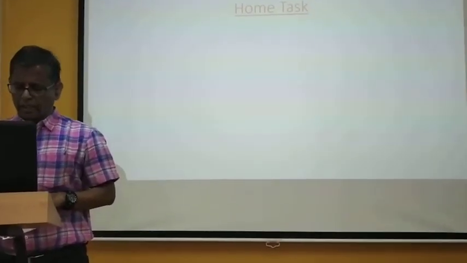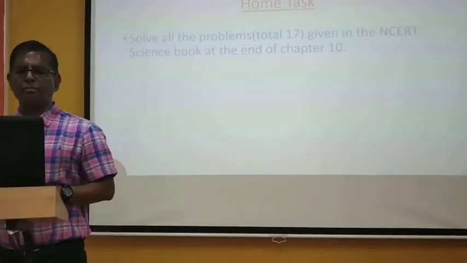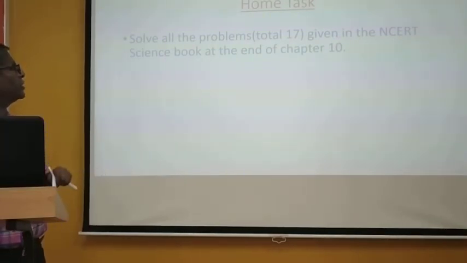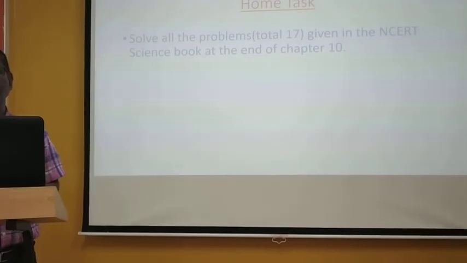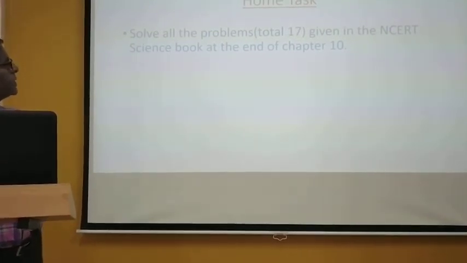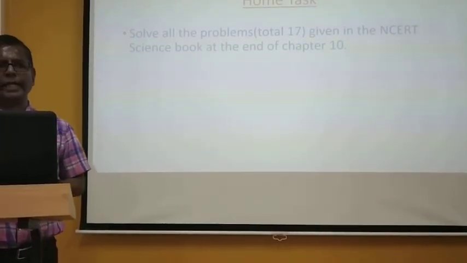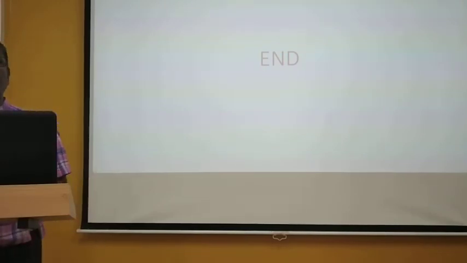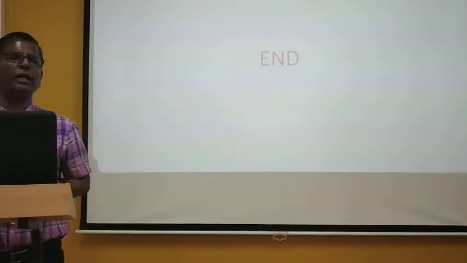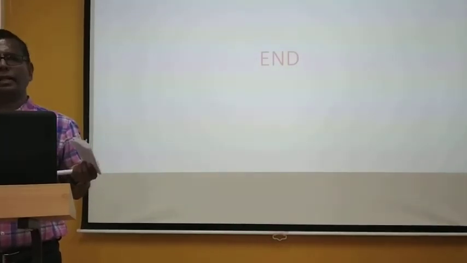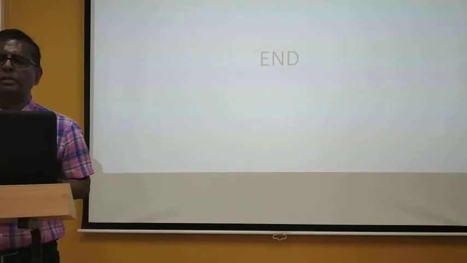Okay, so now this is your task, and we have completed the topic on reflection and refraction. Your home task is to solve all the problems, a total of 17 questions, which are given in the NCERT science book at the end of chapter 10, and this has to be written in your journal. So with that I have finished. We have completed the topic on reflection and refraction. We'll go to the next unit, that is the human eye and the colourful world. So see you in the next class.